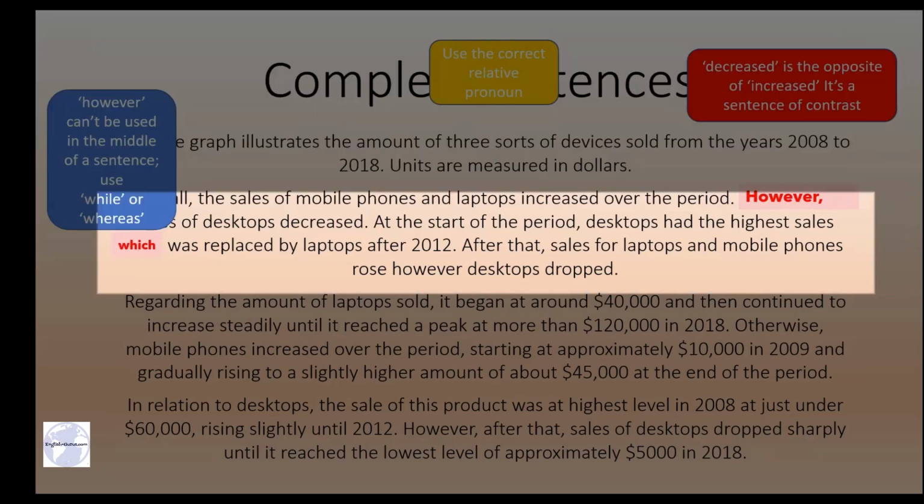In sentence 3, after that, sales for laptops and mobile phones rose, however, desktops dropped. However, we cannot use that in the middle of a sentence. So you could change it to whereas or while. You could use however, but only at the beginning of a sentence or an independent clause.